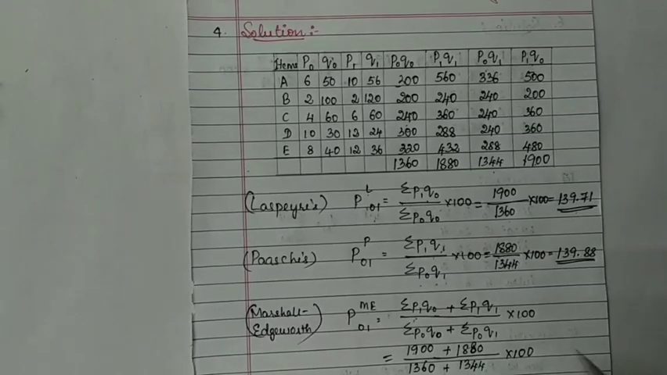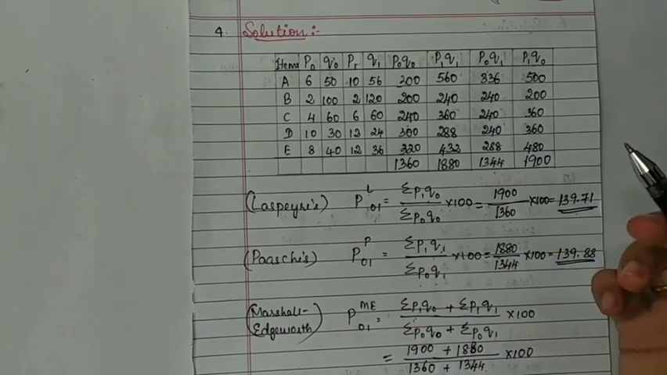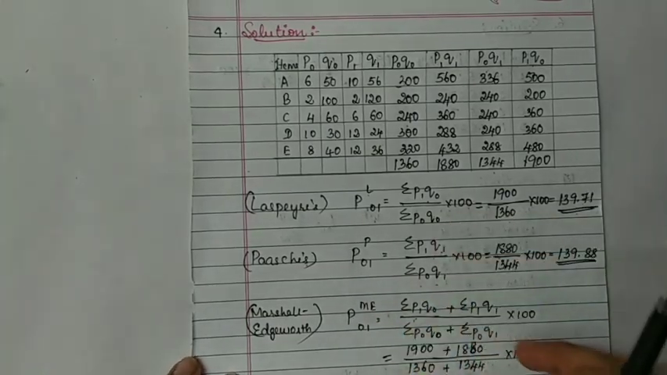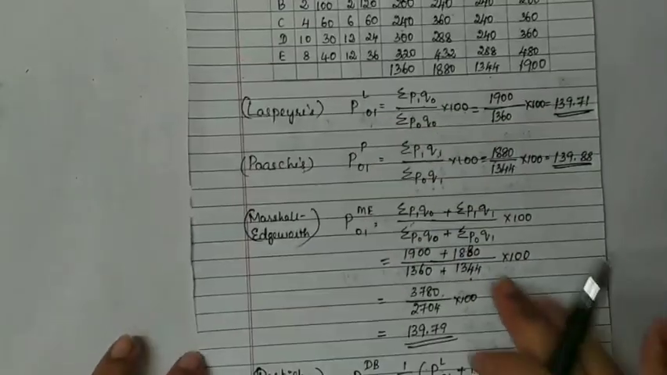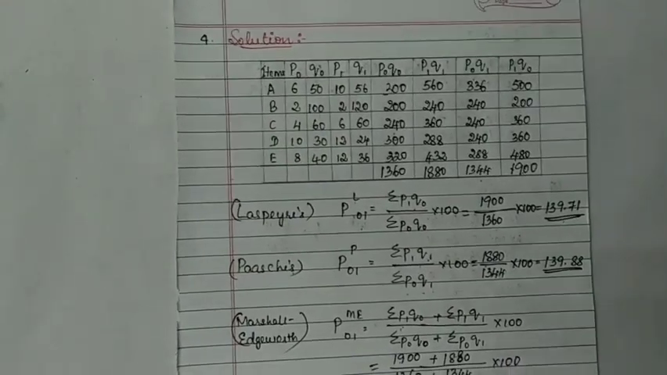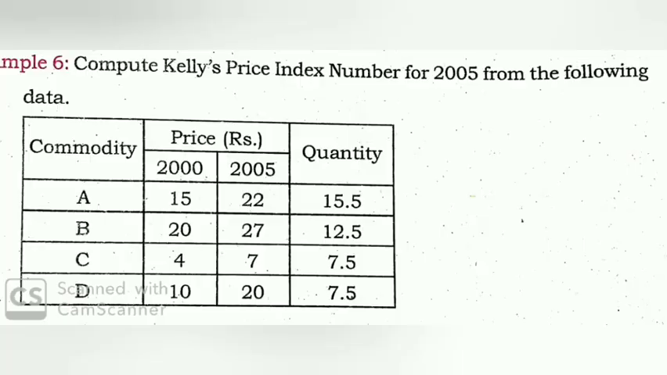So it is very simple. In this weighted aggregative index number, first you have to calculate Laspeyres and Paasche. So later on, based on the same information, you are calculating the remaining. I hope you understood this problem. Let us go for the next problem. Compute Kelly's price index number for 2005 for the following data: commodities A, B, C, D and prices of P0 is 2000 and 2005 will be our current year price, that is P1, and quantity is given.